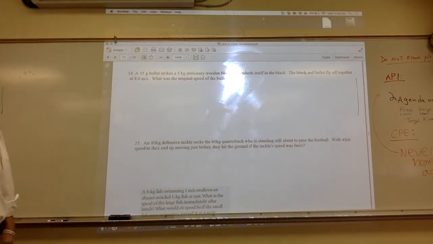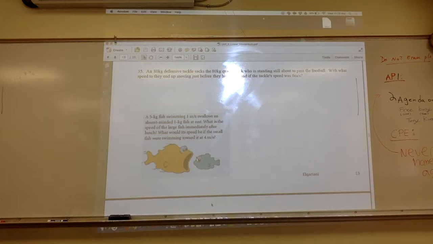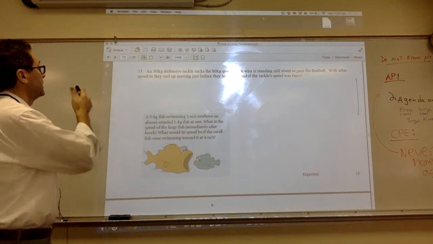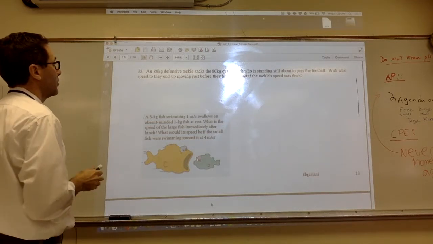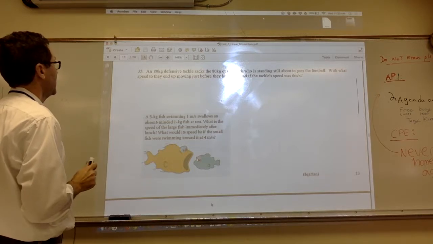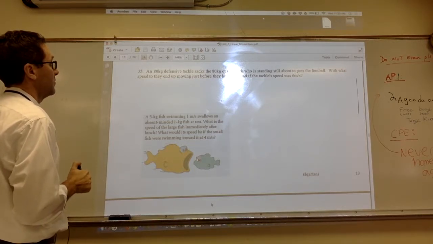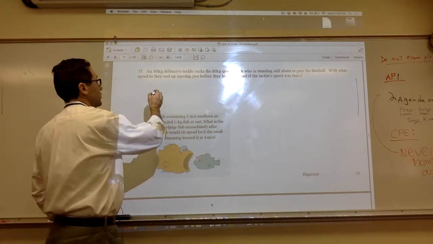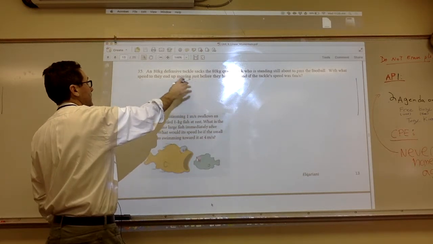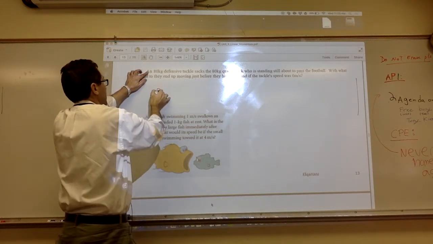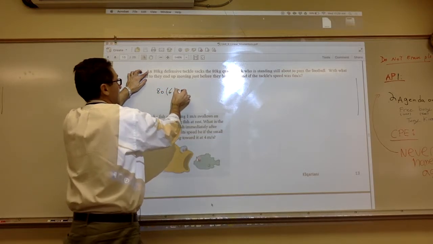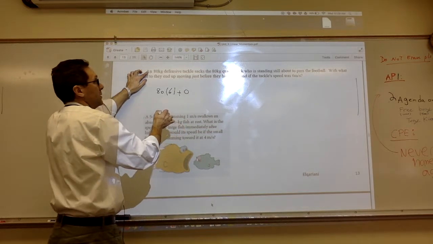Okay, let's look at 35. An 80 kilogram defensive tackle sacks the 80 kilogram quarterback who is standing still about to pass the football. With what speed do they end up moving just before they hit the ground if the tackle's speed was 6 meters per second? So they become one. You start with two terms and end up with one at the end. The momentum of the tackle is going to be 80 times 6. The quarterback was standing still.